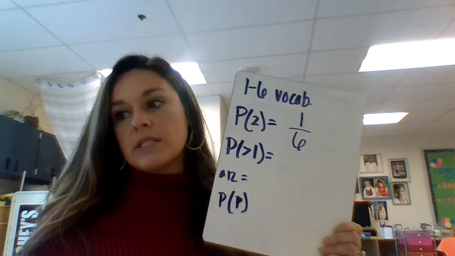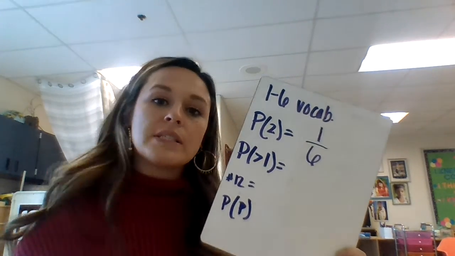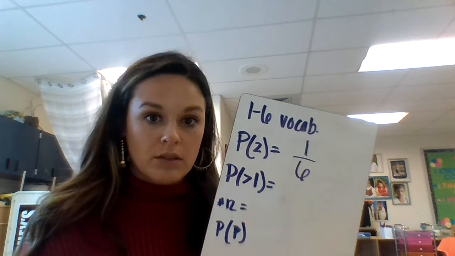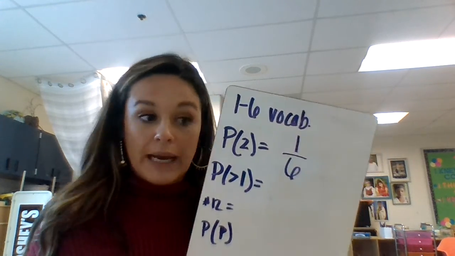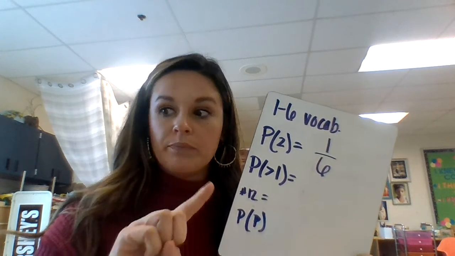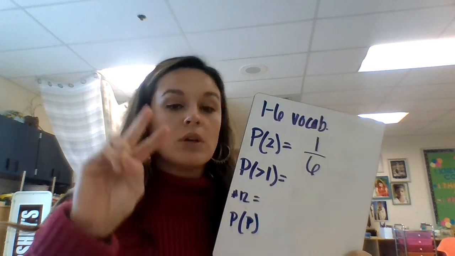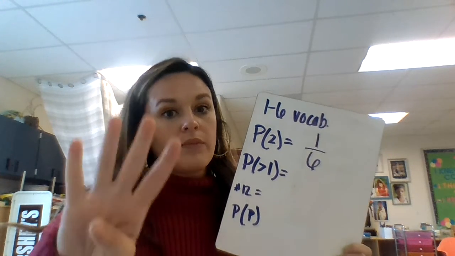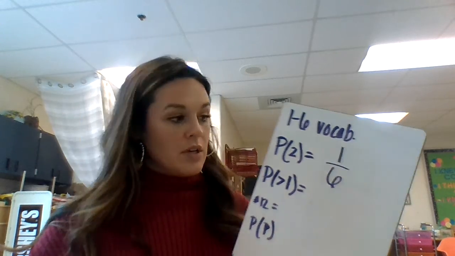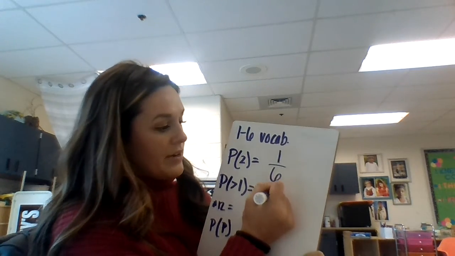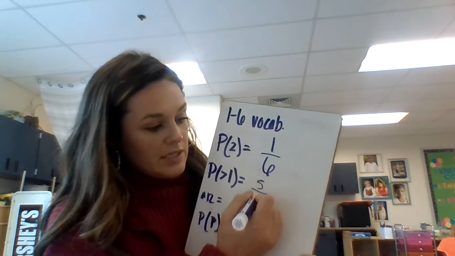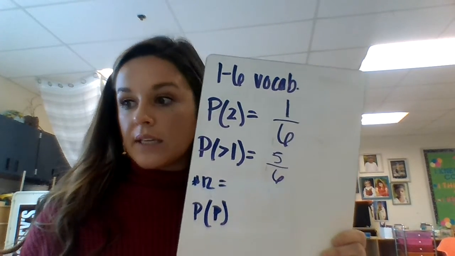Now the next one says, what is the probability of rolling a number greater than 1? So how many numbers on a die are greater than 1? Well, 2 is greater than 1, 3 is greater than 1, 4 is greater than 1, 5 is greater than 1, and 6 is greater than 1. And that's as far as it goes. So we have 5 desired outcomes over how many possible? There's 6 sides. So it's 5/6.